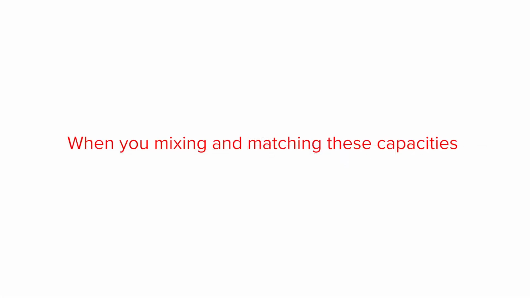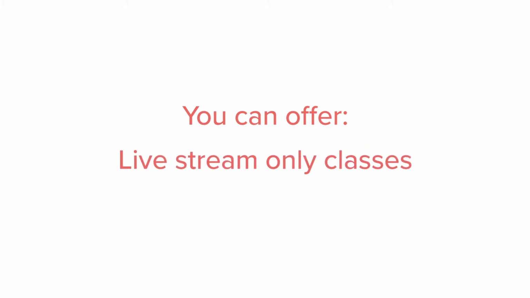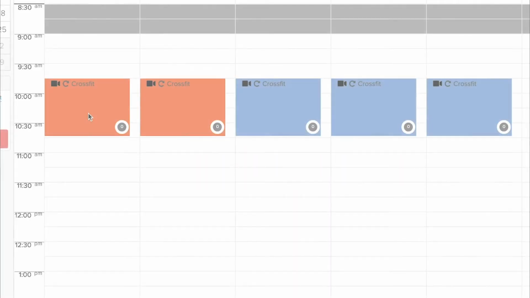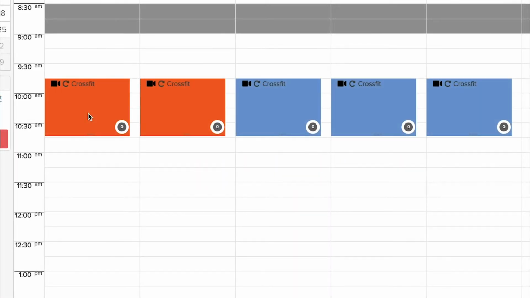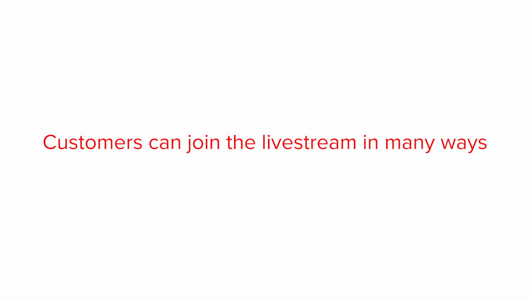Mixing and matching these capacities allows you to offer in-person classes, Livestream-only classes, or hybrid Livestream with in-person classes. To begin live streaming your class, click the class appointment on the calendar page and hit Start Class Livestream Video. Customers can join Livestream in many ways.